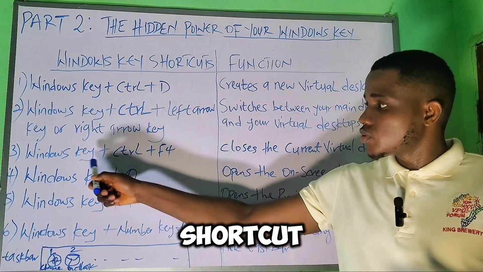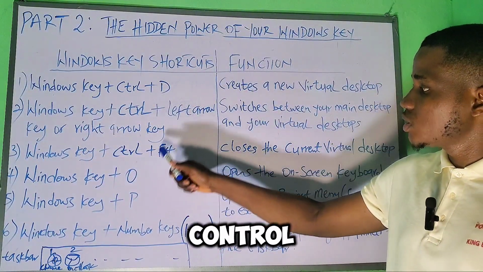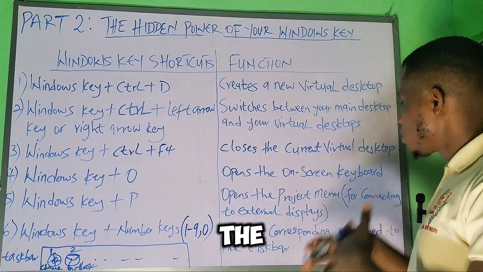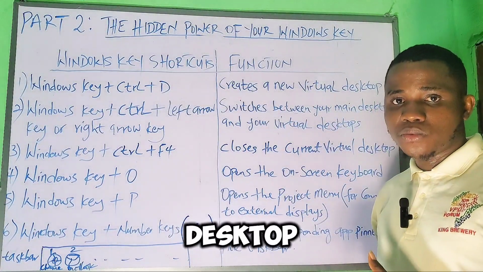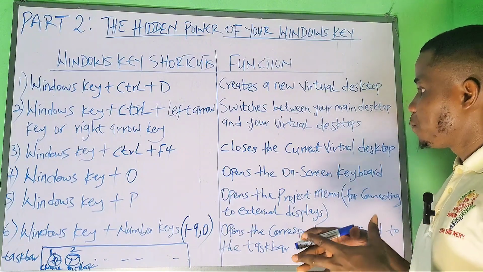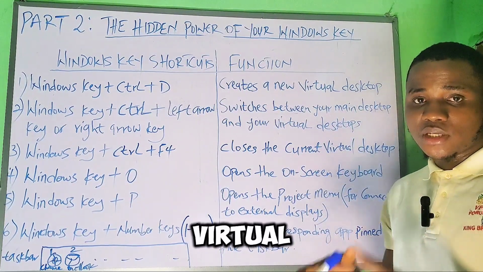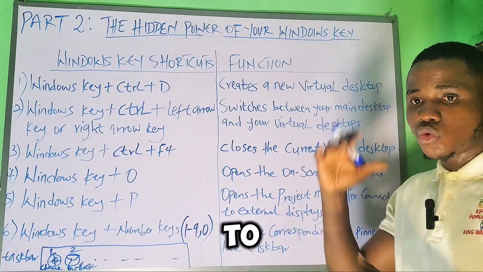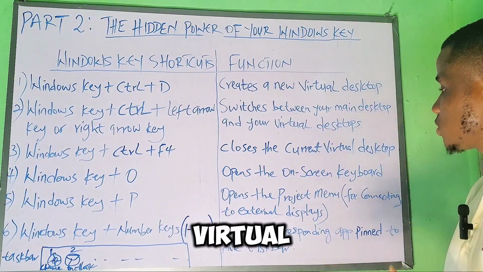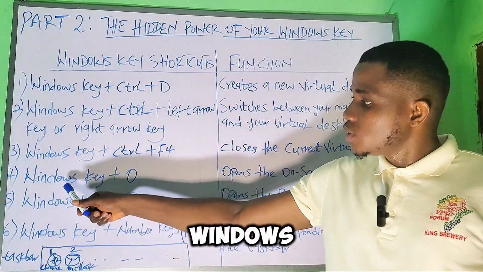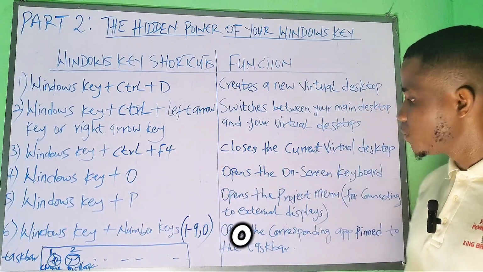Now, if you want to close the current virtual desktop that you have created, you use this shortcut: Windows key plus Control key plus F4. It will close the current virtual desktop that you are on. Before you can close it, you must be on that virtual desktop.